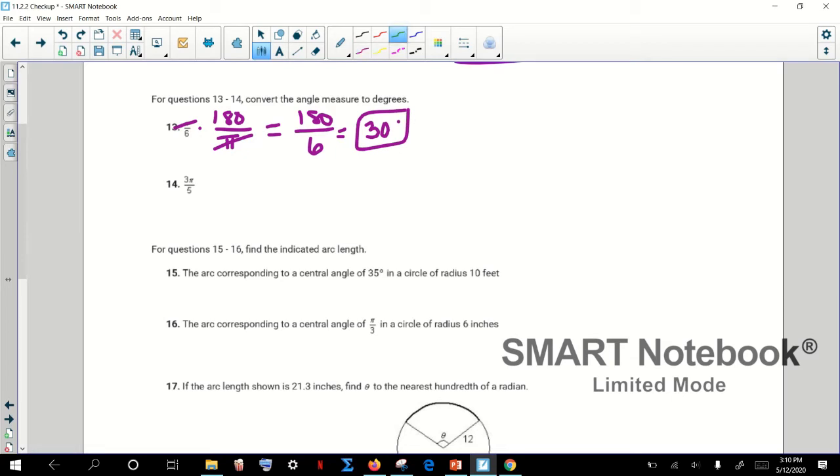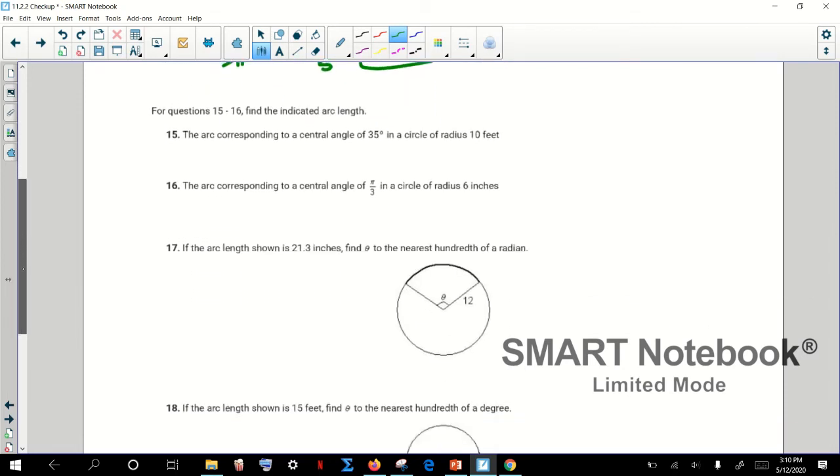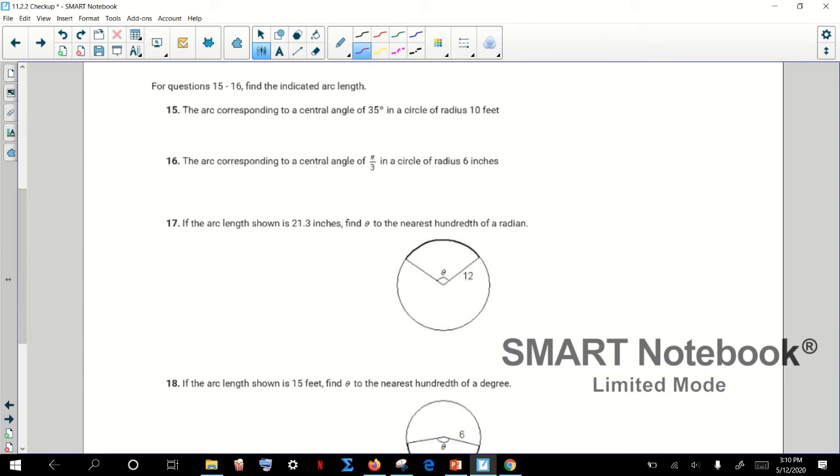All right, next I have 3 pi over 5. I need to figure out how many degrees that is. So again, multiply by 180 over pi. The pi's cancel. First, I'm going to do 3 times 180, which gives me 540 over 5. 540 divided by 5 is 108, so that's 108 degrees. All right, hopefully those made sense. If you have any questions about converting with DMS notation or with radians, make sure you reach out, because those are some really important topics for pre-calculus as well.